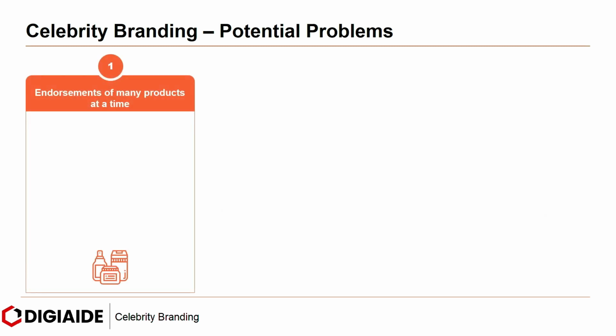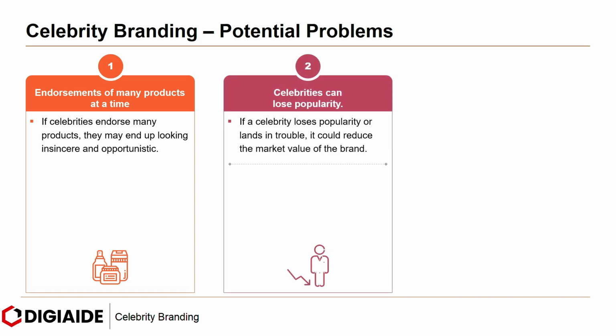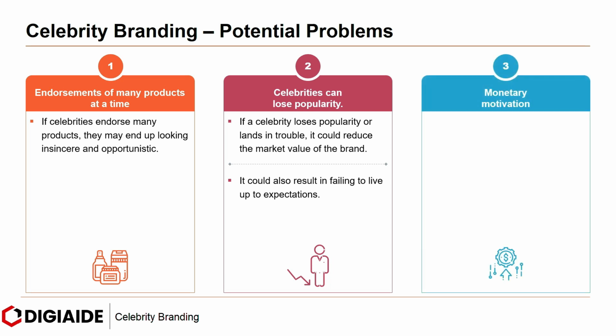Starting with endorsements of many products at a time. If celebrities endorse many products, they end up looking insincere and opportunistic. Second, celebrities can lose popularity. If a celebrity loses popularity or lands in trouble, it could reduce the market value of the brand. It could also result in failing to live up to expectation. For instance, a footballer is out of form and not performing, thereby losing popularity.